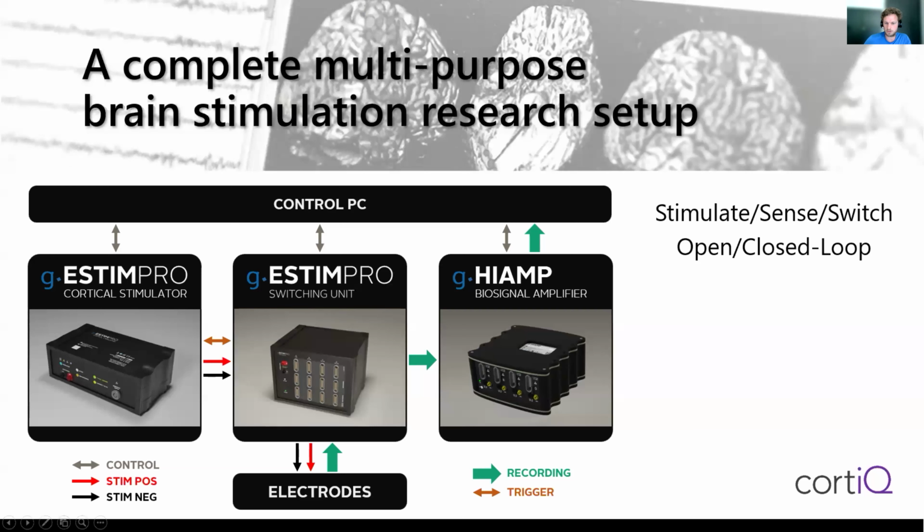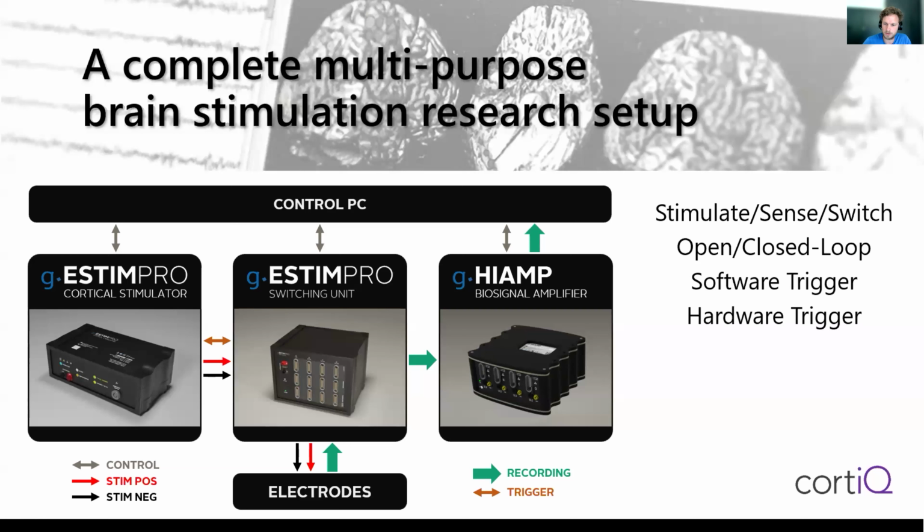So here, for example, you would take the recorded signals from the g.Amp, extract some biomarker you're looking for, and then use this biomarker to generate some control signals. You're then feeding them into the stimulator or into the switching unit. So this is closing the loop, and therefore it's called a closed loop system.